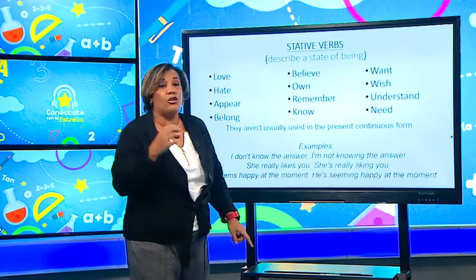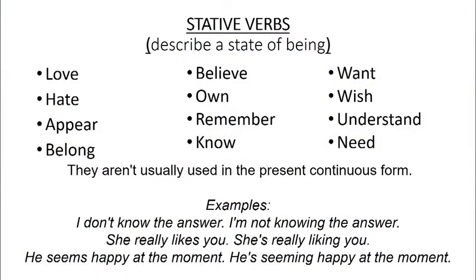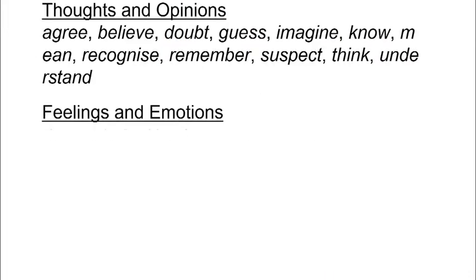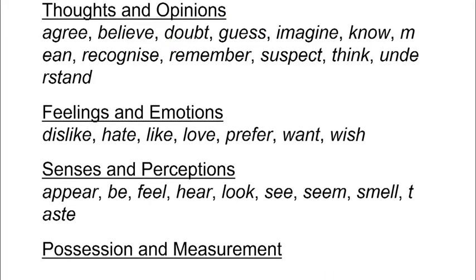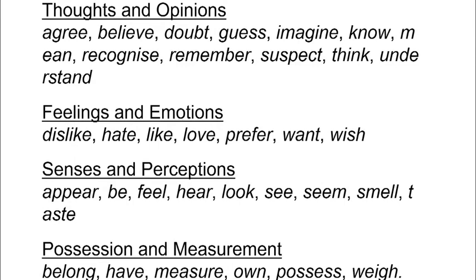So I say I don't know the answer. I don't say I am not knowing the answer. You either know it or not. She really likes you. You don't say she's really liking you. And you don't say he is seeming happy. He's happy or not. Or he seems happy. I look at him and I think he's happy, or I don't think he's happy. So you don't use it in the present continuous.